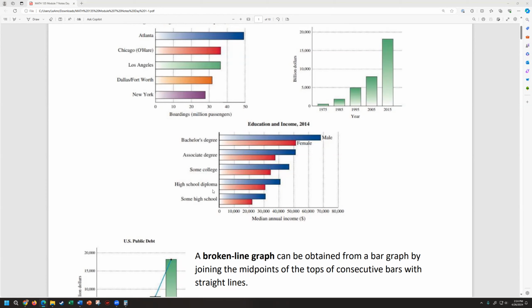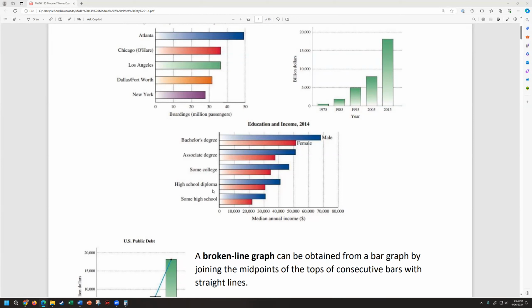Notice there are things we can state. We can say that in 2014, across all levels of education, males were making more than females, even though they had the same level of education. We can actually talk about differences. Now, this is different because we have comparisons within two groups.